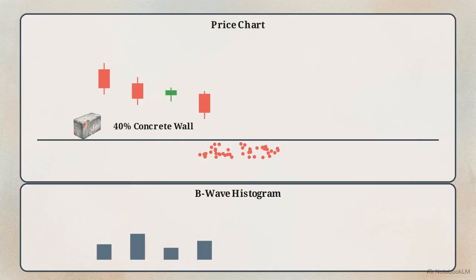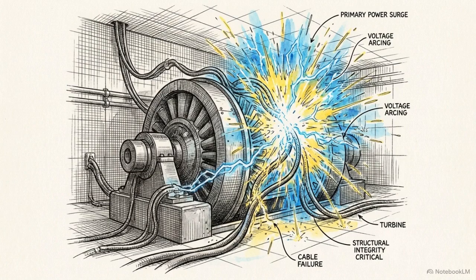Price wicks sharply through our 40% grid wall, targeting clusters of retail stop losses. Institutions use this manufactured panic to fill their buy blocks. The B-wave histogram flags this passive absorption with a yellow signature, and price snaps back. What retail traders interpret as a structural breakdown is the engineered liquidity sweep required to fuel the next trend.